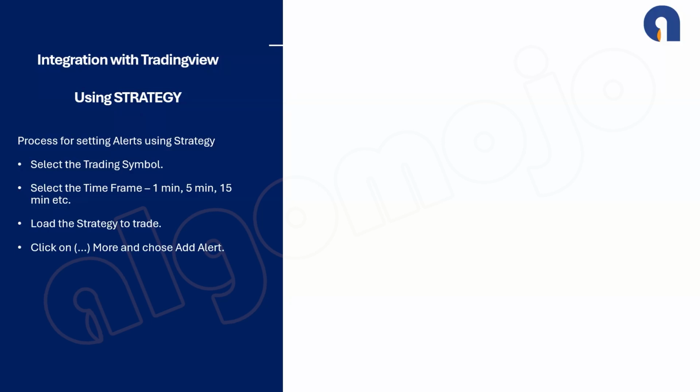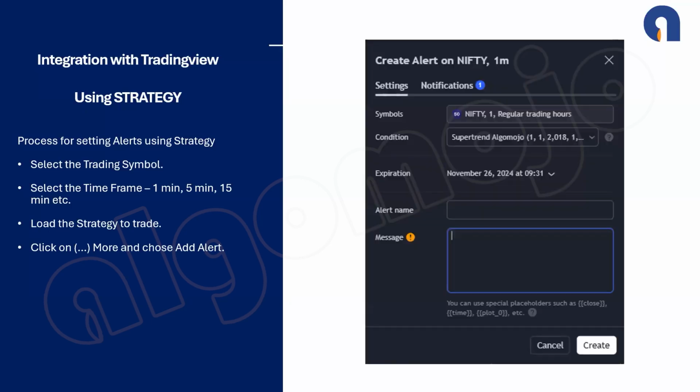Then when you load the strategy, against the strategy name you will see these 3 dots. When you click on that, it will open up a pop-up like this, which needs to be updated with a couple of things. One is the name. Name can be anything that you have in mind. Give a name to that. And the message box has to be updated with certain details, which will be given by Algomojo. And the other one is the notification, where you will have these two tabs, settings and notification. And in the notification, we will need to update the webhook URL.